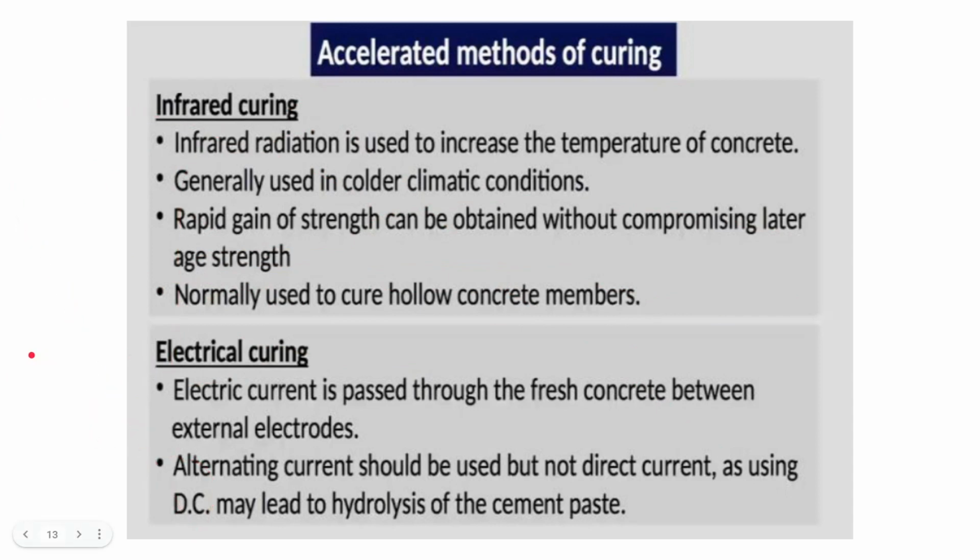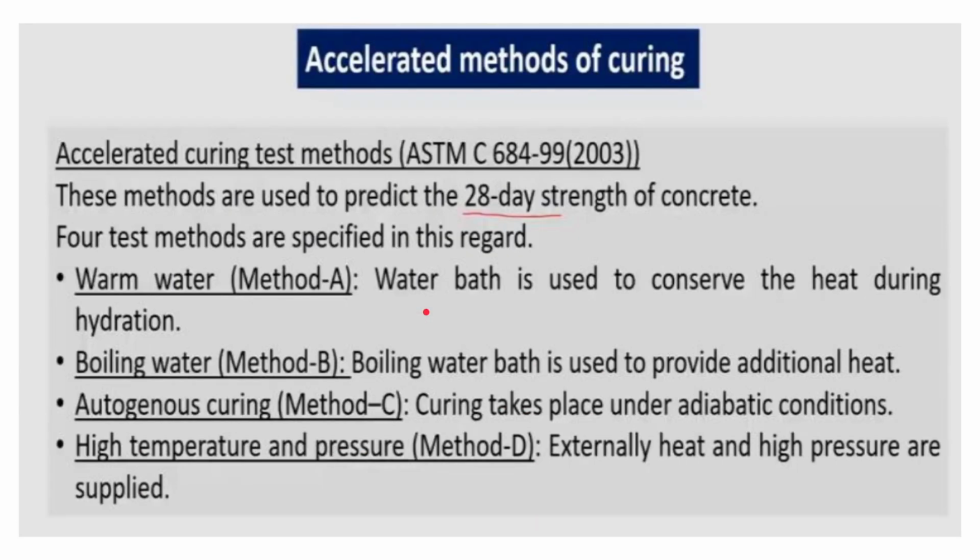Apart from that, there is also a curing method known as electrical curing. Basically, current is passed through the fresh concrete between external electrodes, and that accelerates the curing process. One thing to keep in mind is that alternating current should be used instead of direct current, because direct current may lead to hydrolysis of the cement paste, or basically the breaking of the cement paste. Because it is direct, it may result in breakage. Therefore, alternating current should be used in electrical curing.